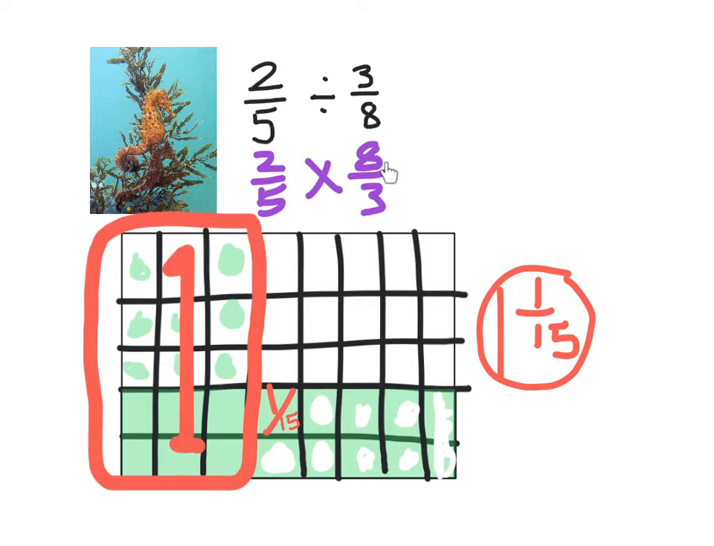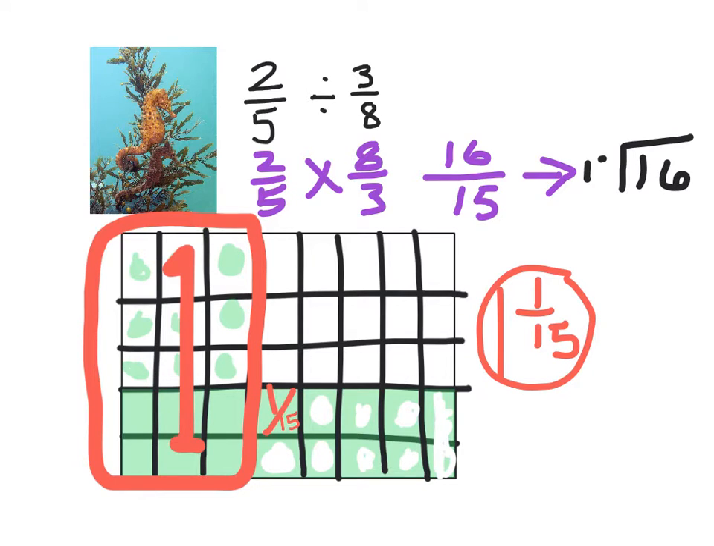And then I just multiply like normal, and I get 2 times 8 is going to give me 16. And then 5 times 3 is going to give me 15. But lo and behold, this is top heavy or an improper fraction, which means I can change it into a mixed number, right? So I'm going to do that by thinking of fractions. You can think of them in 3 ways: 16/15, 16 out of 15, or in this case, 16 divided by 15. So we'll do that right now, and I'm going to do 16 divided by 15.